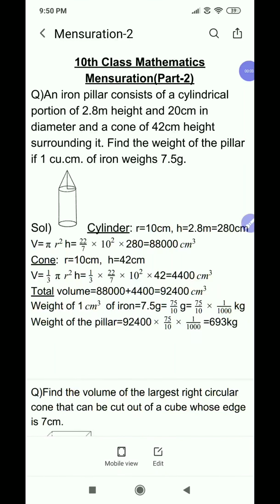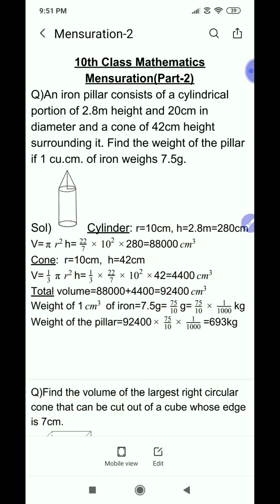Dear 10th class students, we are continuing mensuration in this session. In our previous video, we covered the introduction of mensuration, formulas in mensuration, and also solved a few problems relating to areas. In this video, we learn to solve problems relating to volumes of solids. Without wasting time, let us go into the questions.